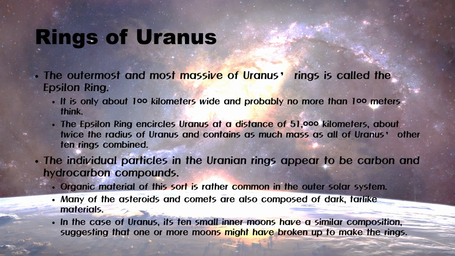Now, the individual particles in the Uranian rings appear to be primarily carbon and hydrocarbon compounds. Organic material of this sort is actually rather common as we look at the outer solar system. Many of the asteroids and comets are also composed of dark tar-like materials. Now, in the case of Uranus, its 10 small inner moons might have a similar composition, suggesting that one or more moons might have broken up at some point to actually make these rings.